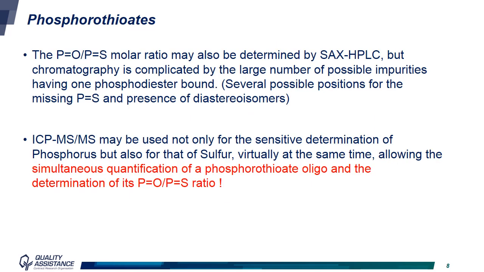Another way to determine the POPS molar ratio is strong anion exchange chromatography, but it is complicated by the large number of possible impurities having one phosphodiester bond. There are several possible positions for the missing PS, and in addition, there is presence of diastereoisomers. But ICP-MS may be used not only for the sensitive determination of phosphorus, but also for that of sulfur, virtually at the same time, allowing simultaneous quantification of phosphorothioate oligo and the determination of its POPS ratio.